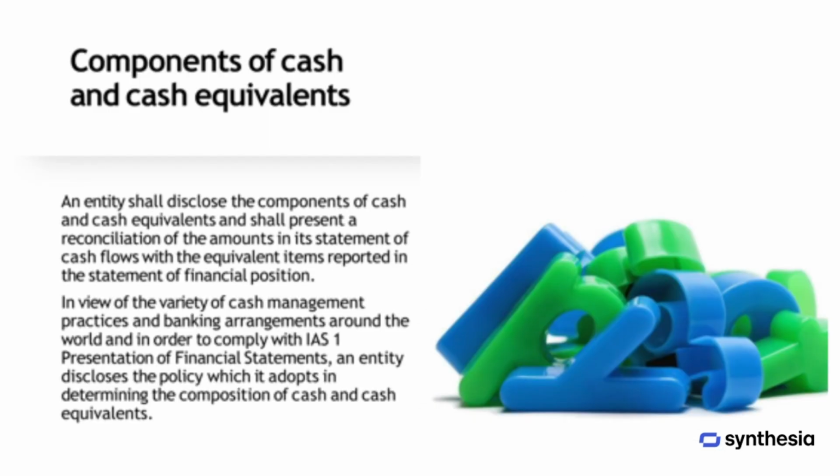An entity shall disclose the components of cash and cash equivalents and provide a reconciliation between the amounts presented in its statement of cash flows and the corresponding items reported in the statement of financial position. Given the diversity of cash management practices and banking arrangements worldwide, and in compliance with IAS 1 Presentation of Financial Statements, an entity is required to disclose the policy it adopts for determining the composition of cash and cash equivalents.